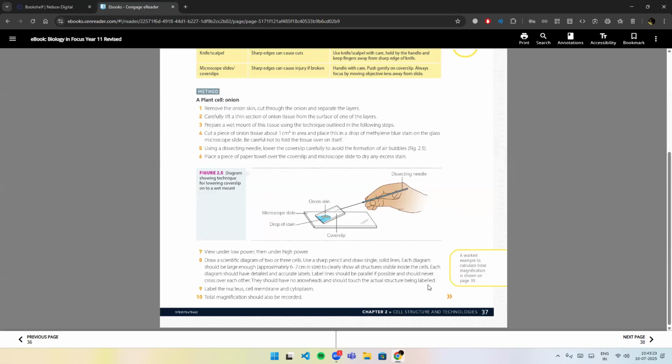Each diagram should be large enough, approximately 6 to 7 centimeters in size, to clearly show all structures visible inside the cells. Each diagram should have detailed and accurate labels. Label lines should be parallel if possible and should never cross each other. They should have no arrowheads and should touch the actual structure being labeled. Label the nucleus, cell membrane, and cytoplasm. Total magnification should also be recorded.